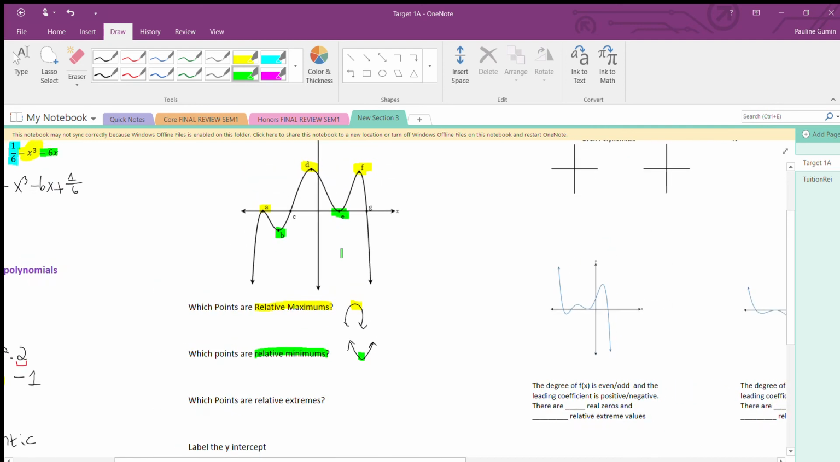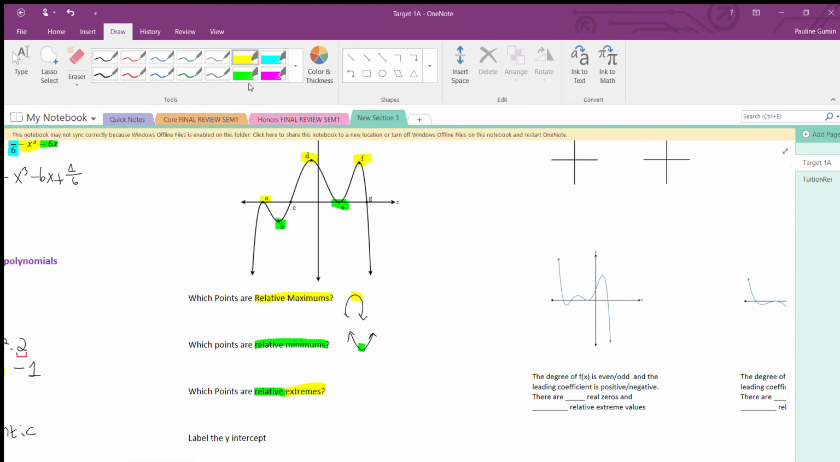All right, relative extremes. Relative extremes actually combines relative maximums and minimums. So relative extremes are all the maximums and minimums we already highlighted. If I asked you to just tell me relative extremes, you would give me 5 points: A, B, D, E, and F.